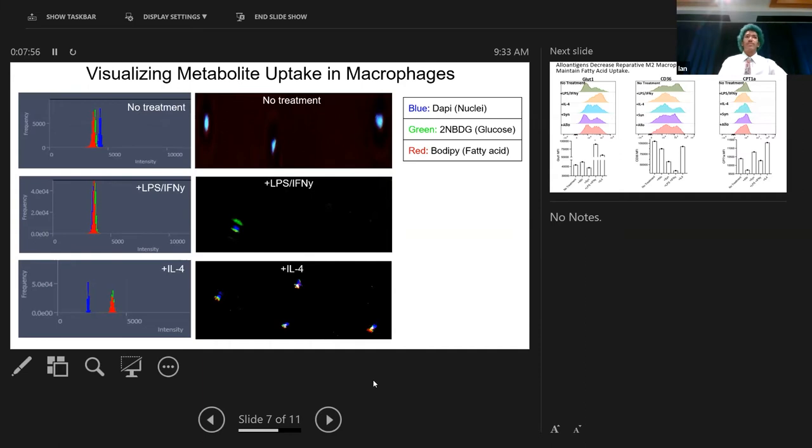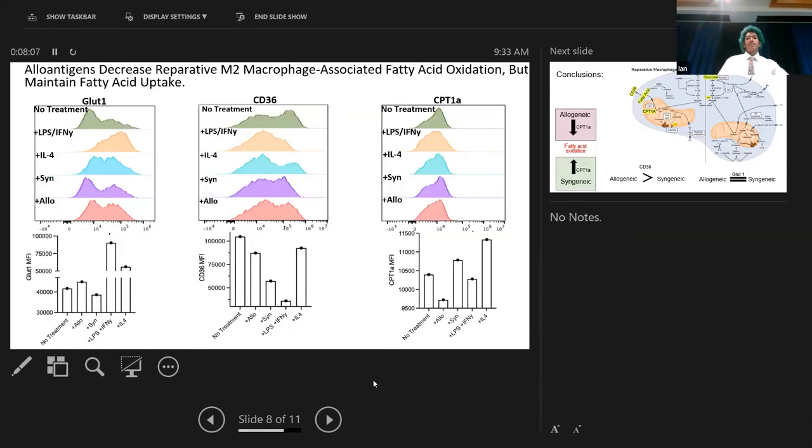So these differences in metabolic processes aren't black and white. They're still both going to utilize glycolysis and fatty acid oxidation. It's just how much they rely on each. So moving on to flow cytometry. On the far left, we have GLUT1 again. These pro-inflammatory macrophages with LPS and interferon gamma at the bottom expressed a lot more GLUT1 than a lot of the other cells, which was what we expected. But what's important to note is that for the allogeneic and syngeneic, there wasn't really much of a difference between them. They were still relatively close to no treatment.